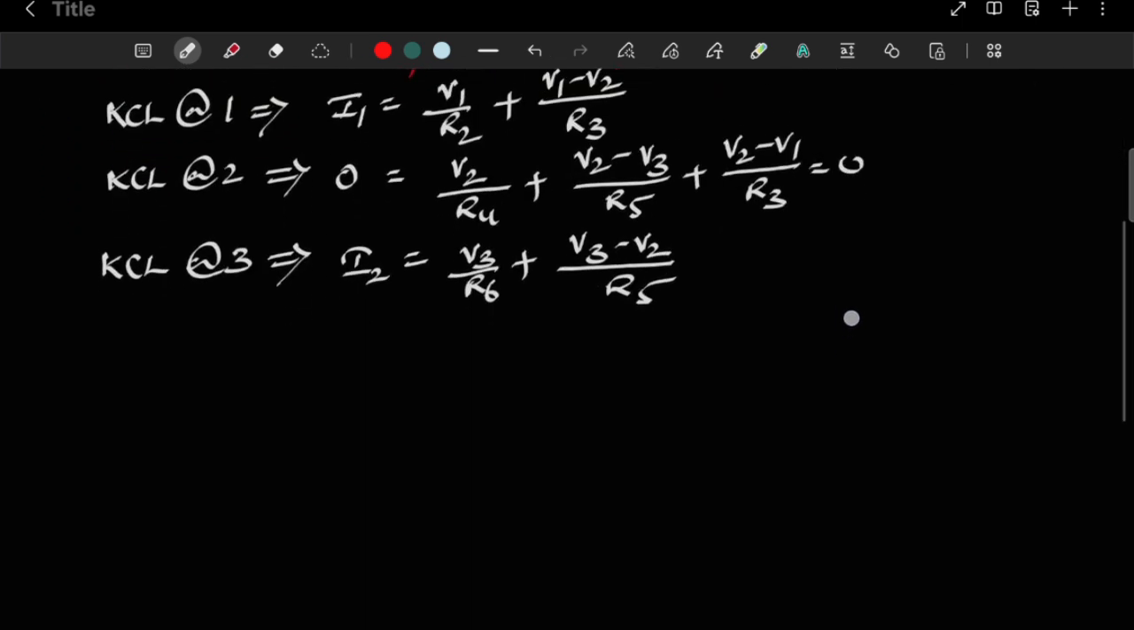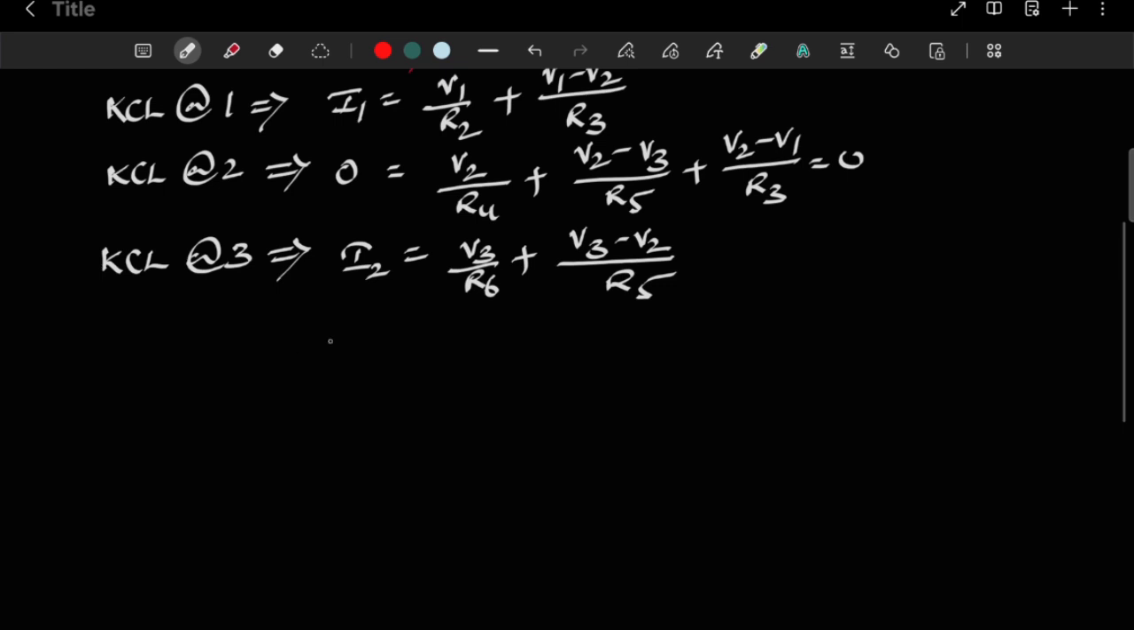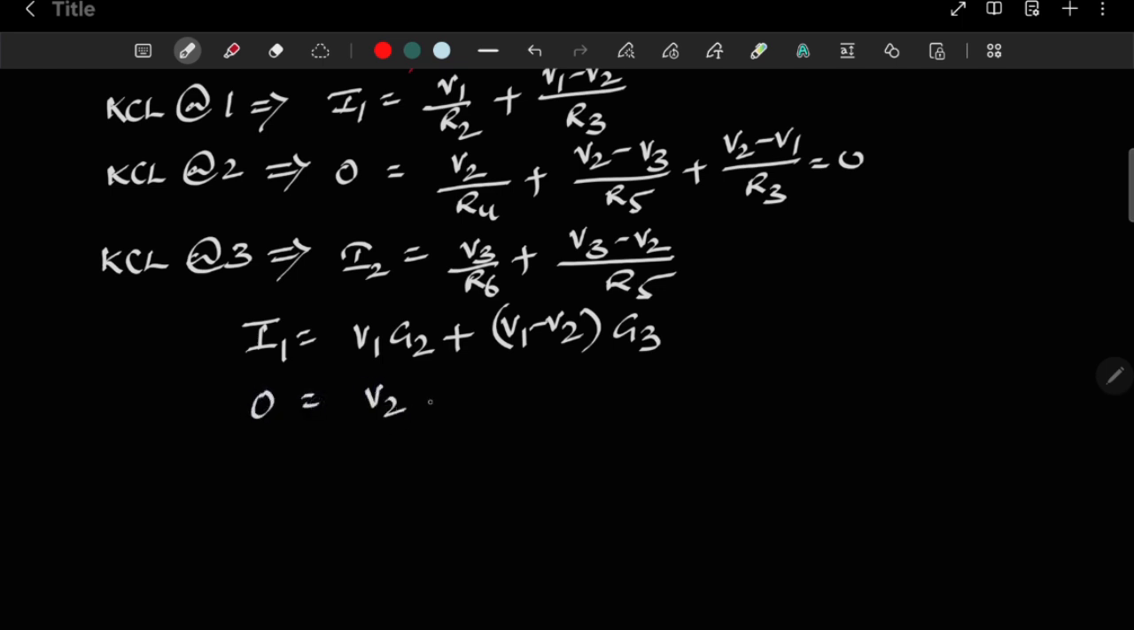So what I am doing is I will take this KCL at node 1 and rewrite it like this: I1 is equal to V1 into G2, that means 1 by R2 I have taken as G2, plus V1 minus V2 times G3, so 1 by R3 I have taken as G3. Next, 0 is equal to V2 G4 plus V2 minus V3 into G5 plus V2 minus V1 into G3. This is what we can take.